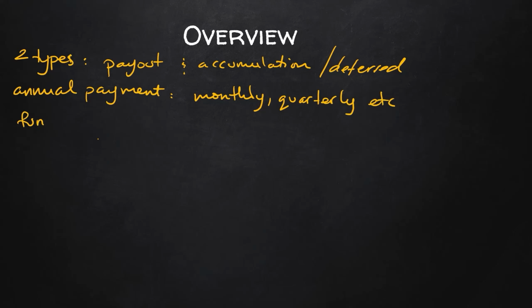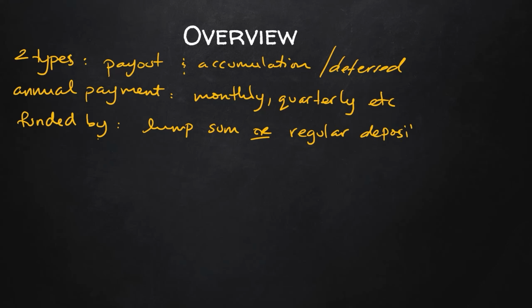They are funded by a lump sum, either from a registered or a non-registered investment, or you can set up regular deposits into an annuity, and the payment part of the annuity would not start until after the last deposit. The income can increase or decrease during that sort of period of regular deposits.